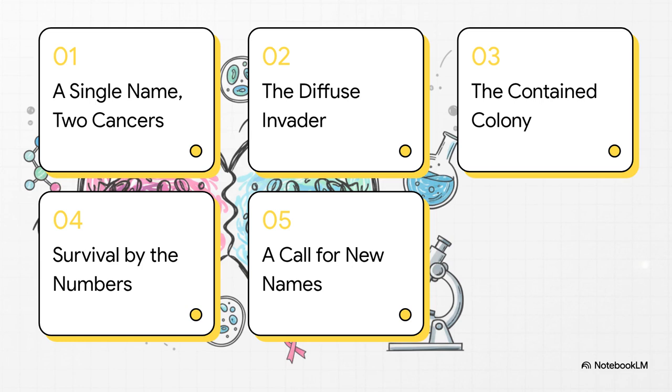So here's how we're going to break this down. First, we'll see how one name is hiding two cancers. Then we're going to open up two case files to look at the evidence ourselves. After that, we'll check out the survival numbers, and that's where the real impact hits home. And finally, we'll talk about why the researchers are calling for a big change in how we name these diseases.